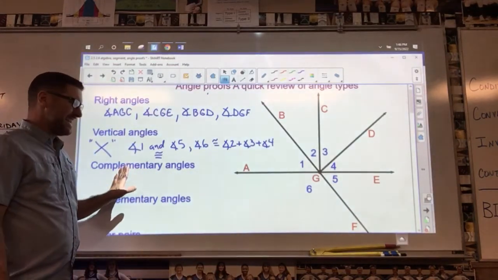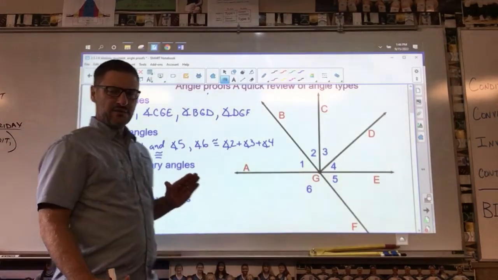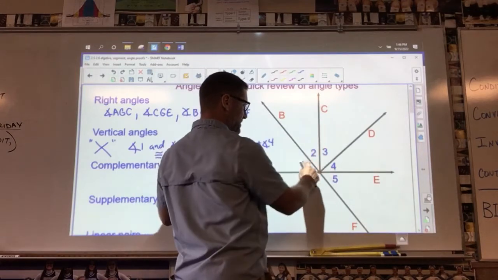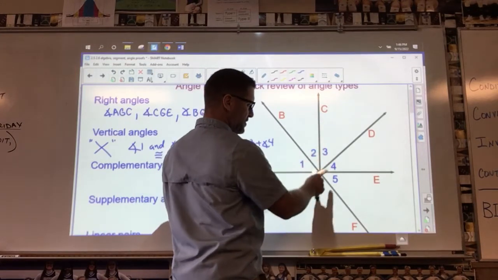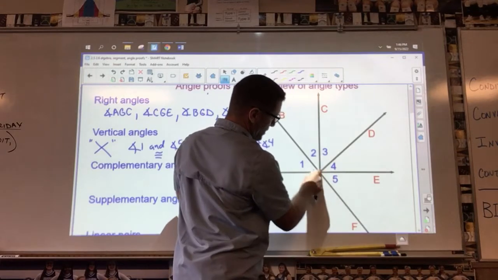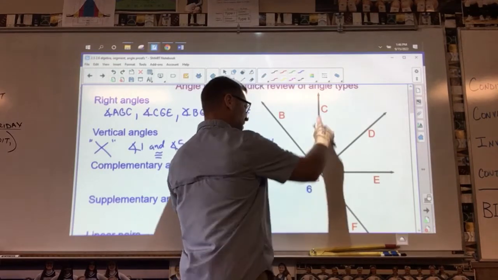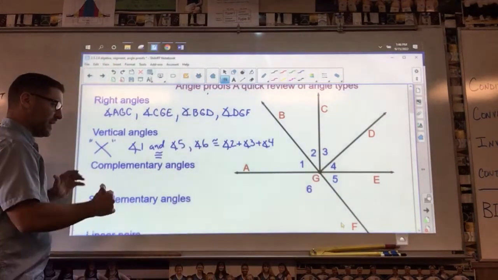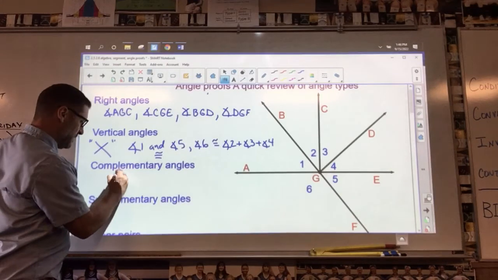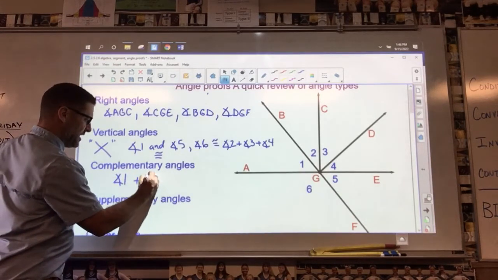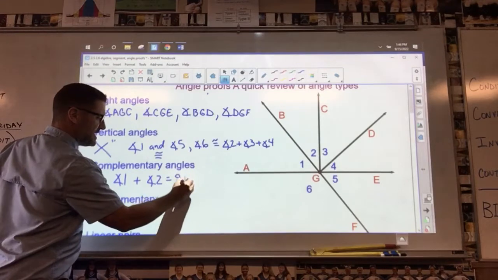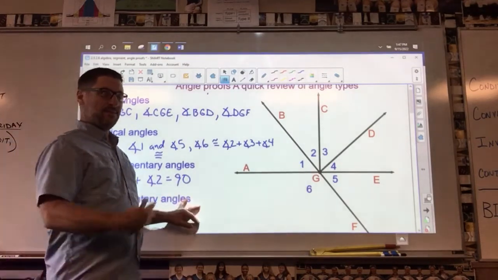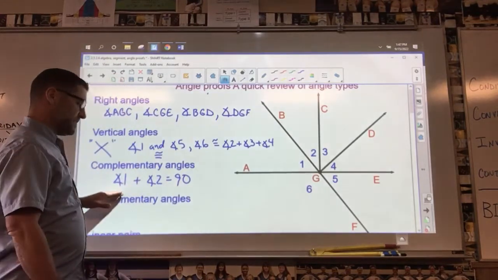Complementary means they add to 90. So I get two angles. We have a right angle here. These two angles here would be complementary. A right angle here, we have 4 and 5 are complementary. A right angle here, 3 and 4 are complementary. So really it's any two angles that are complementary. I'm going to put the easiest one, angle 1 plus angle 2 equals 90. We would probably actually say 1 and 2 are complementary and then say 1 and 2 are 90. I just wrote it like this.